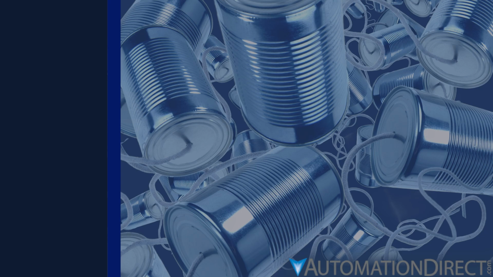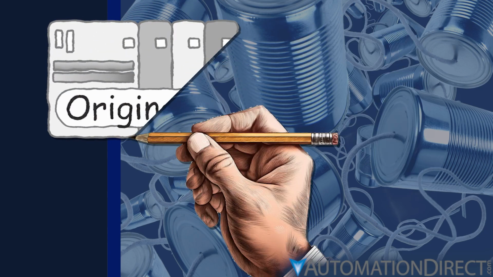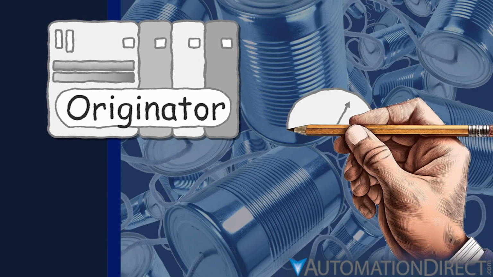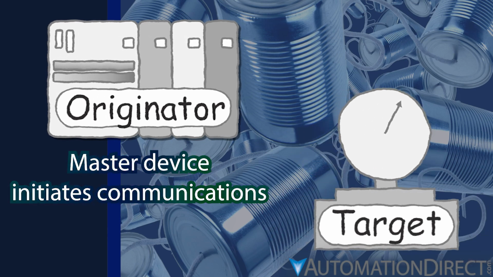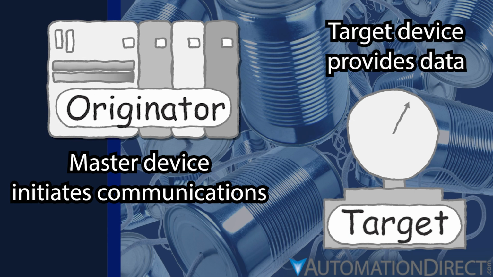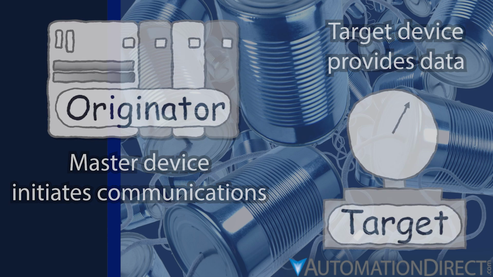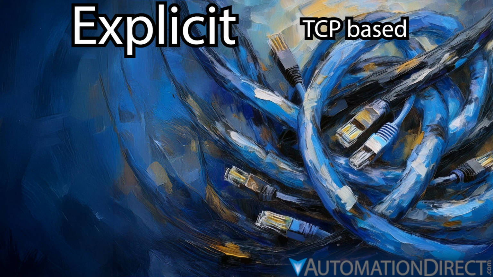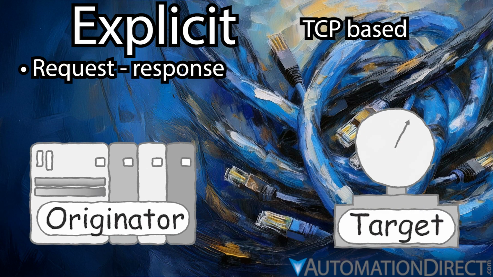In EIP communications, we broadly categorize components into originators and targets, with the originator being a master, like a PLC or other controller, in command of one or more target devices, sensors, or other field devices. As was mentioned before, EtherNet/IP utilizes both TCP and UDP protocols for different types of communication between the originator and target devices. Explicit communication uses TCP in a request-response arrangement.